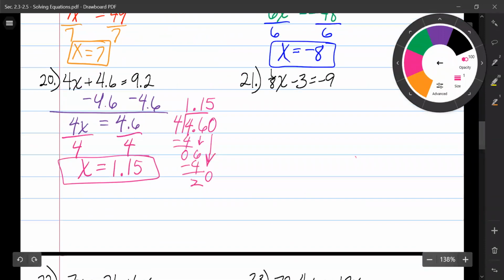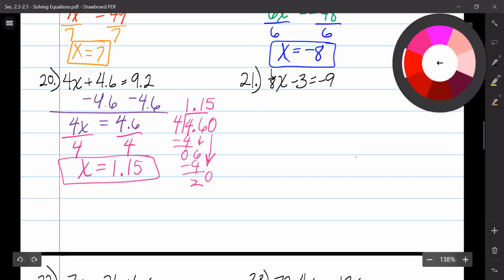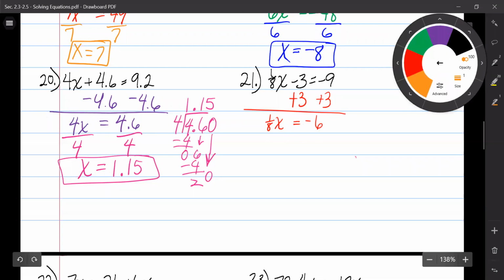All right, number 21, I'm going to add 3 to both sides. 1/8 x equals -6. And then I can just multiply both sides by 8. So that would give me x is equal to -48.